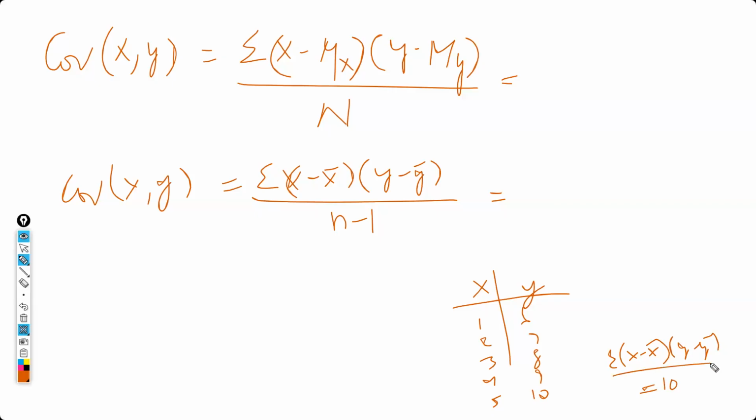The numerator will not change. The denominator is n minus 1 divided by n; that is the question. The numerator does not have any difference. Is the point clear? Is your question clear? It is not compulsory. For population data, we calculate population covariance; for sample data, sample covariance.